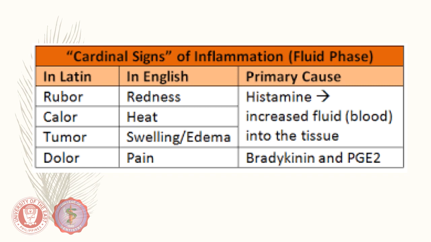In inflammation we have the 5 cardinal signs of inflammation. In this slide only the 4 introduced by Celsus are shown. Rubor or redness. Calor or heat. Tumor or swelling. Dolor or pain.